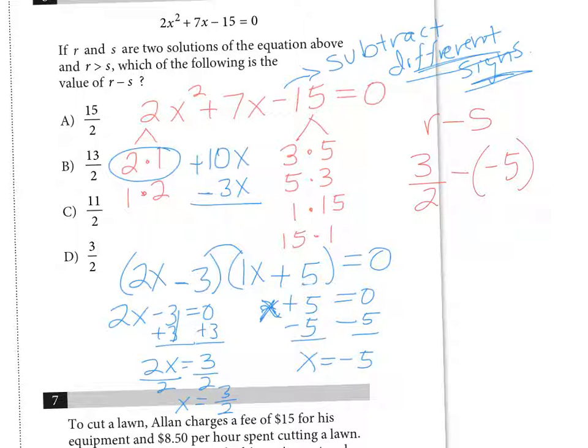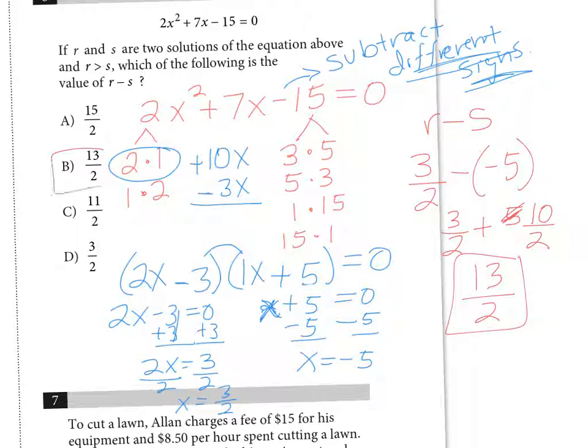What is negative and negative? That is positive. So 3 halves plus 5. But you know what? This is halves. How many halves would you have in 5 chocolates? Let's think about chocolate. How many halves if you have 5 chocolates? 10. That's right. So instead of 5, I'm going to say this is just 10 halves. So what is 3 halves plus 10 halves? 13 halves. And that was the answer.